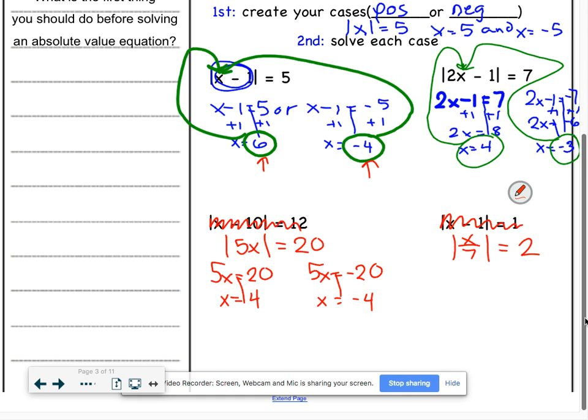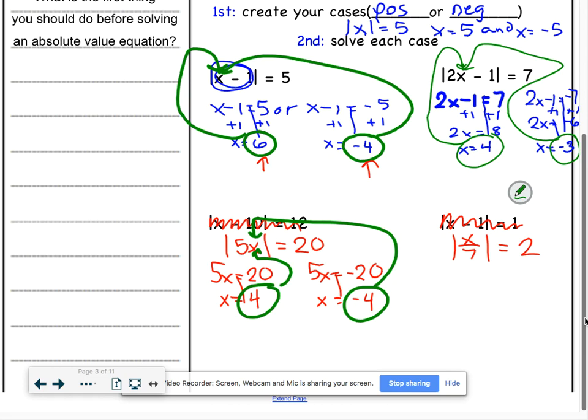Okay, and again, you can plug in. So if I plug my 4 in, 5 times 4 is 20. 20 is 20 from 0. Did it. Wow. Plug my -4 in. 5 times -4 is -20. -20 is also 20 away from 0. So good thing I'm amazing at this.